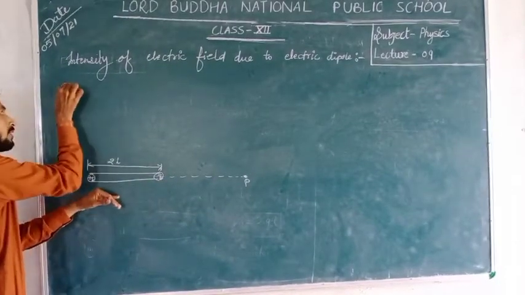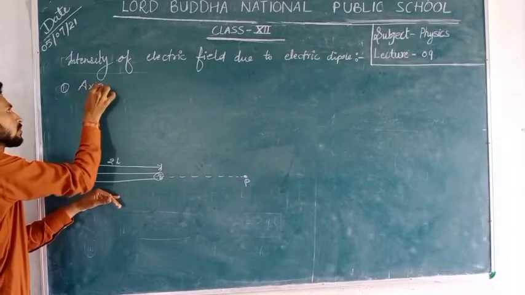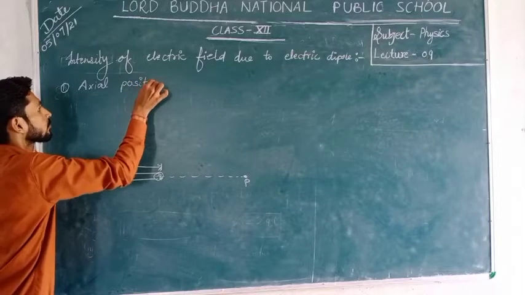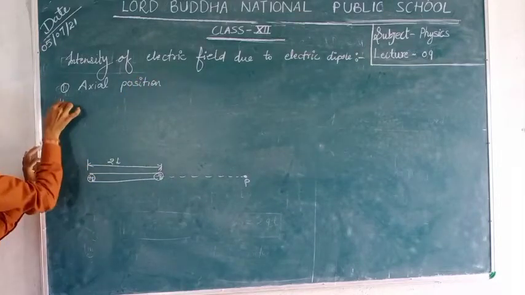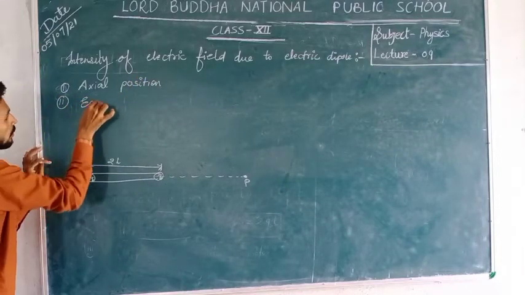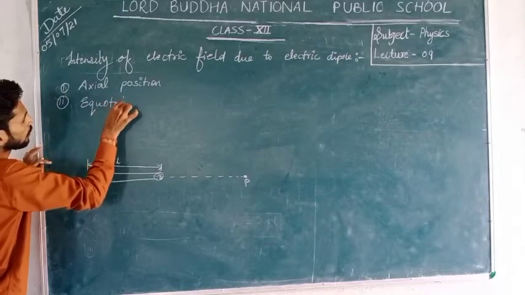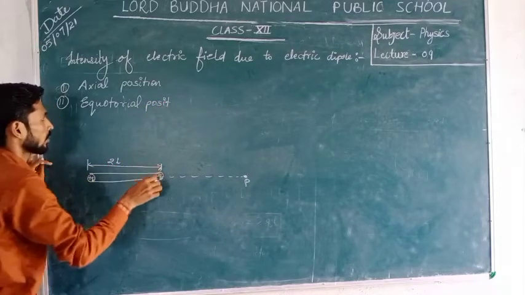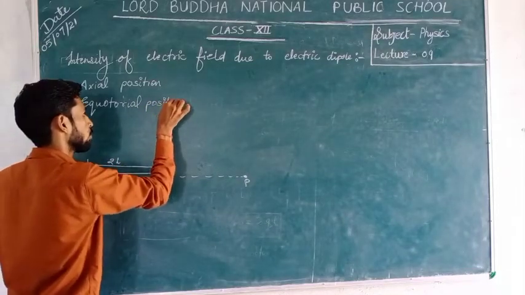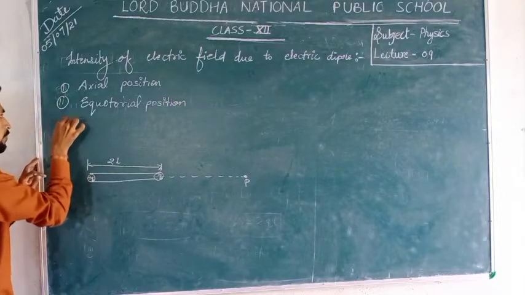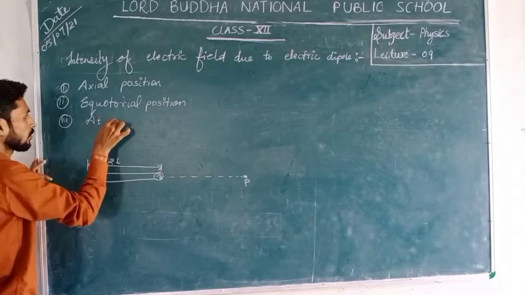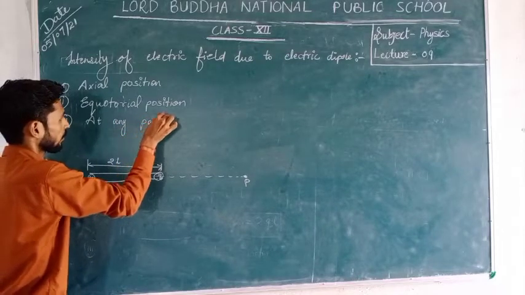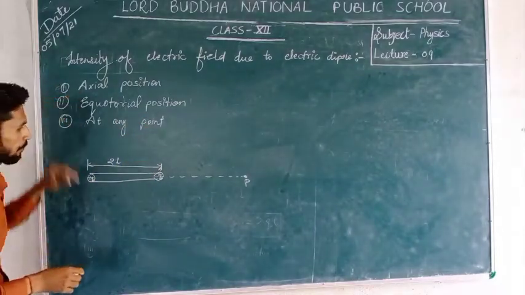So the first point is axial position. Second is equatorial position. And third is at any point. What is equatorial position?